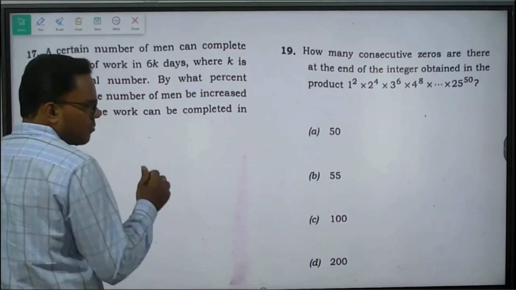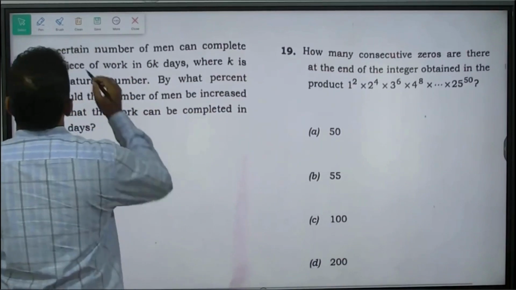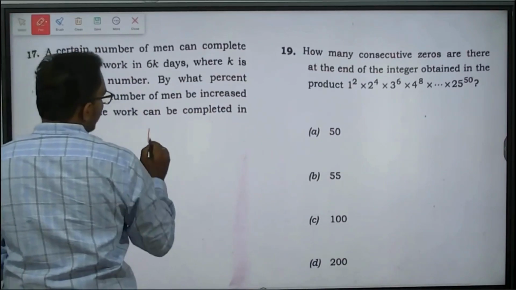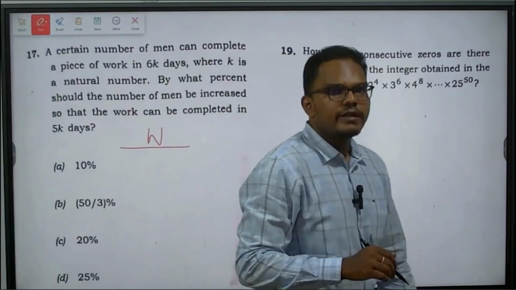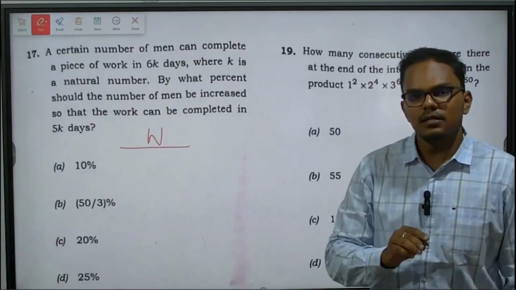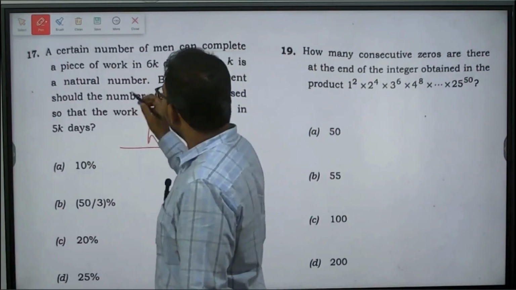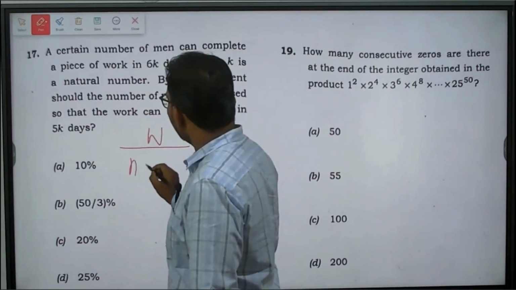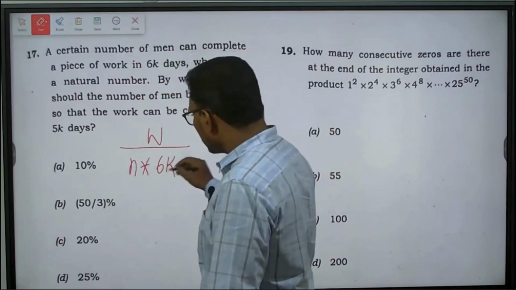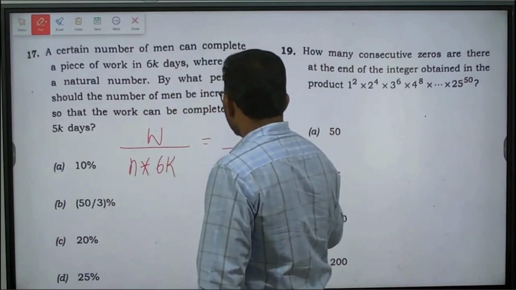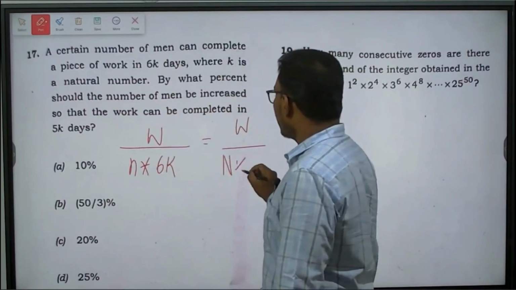See, for this you have to go by the unit method. Let W be the work done, so that the work done per man per unit time is the same. That is the general rule. For the first case, you have small n number of men. They do it in 6k days. This unit work is the same, and capital N is what is changed. It should be completed in 5k days.